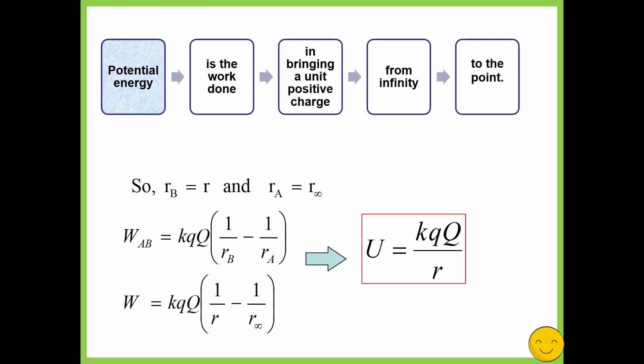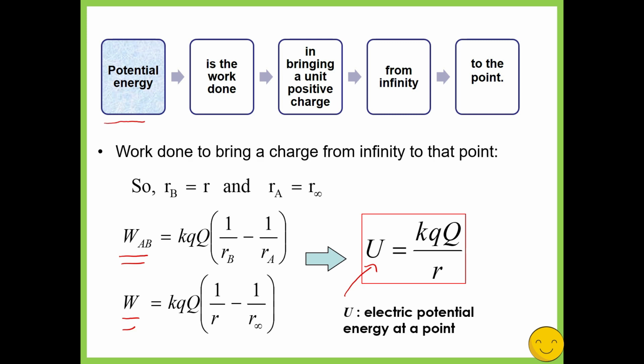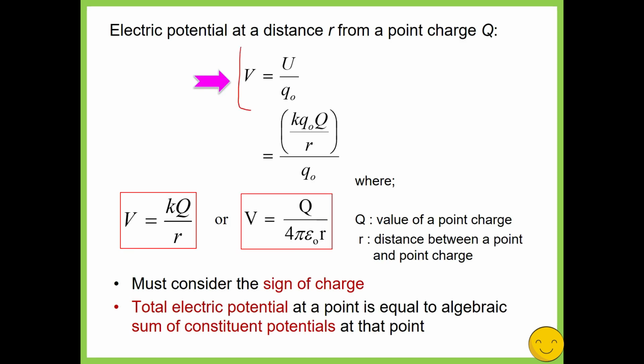From the term of the work done we have got earlier, we can have the term for the electric potential energy, that is U is equal to KQQ over R. This is the definition for potential energy. It is equal to the work done to bring a unit positive charge from infinity to a point.